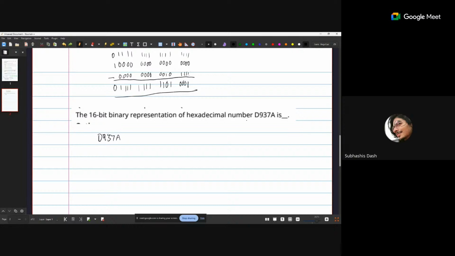So the first thing that you want to do is, since this is a hexadecimal number, each of the digits, D, 9, 3, 7, and A, can be represented with 4 bits each. One correction I have to make: this is a 20-bit binary representation, not a 16-bit. Every single digit over here can be represented using 4 bits of data.